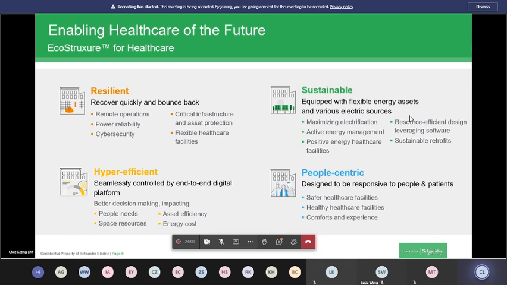All right. So there's this extra spectrum in terms of sustainability for healthcare that we talk about apart from energy, which is containment and isolation. All right.